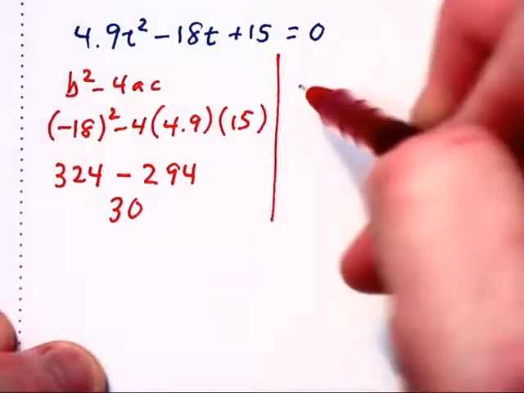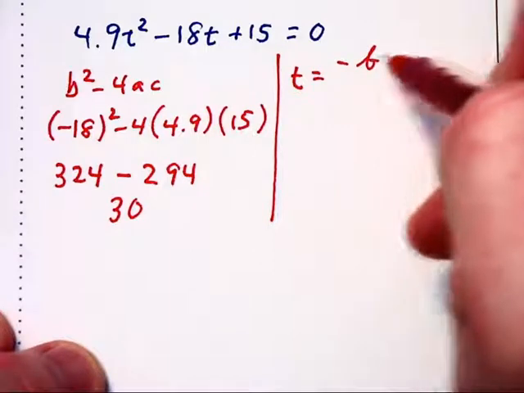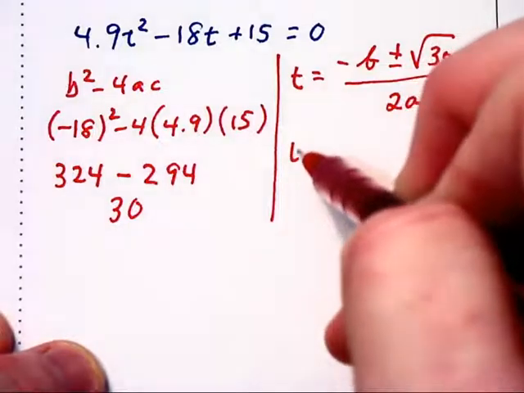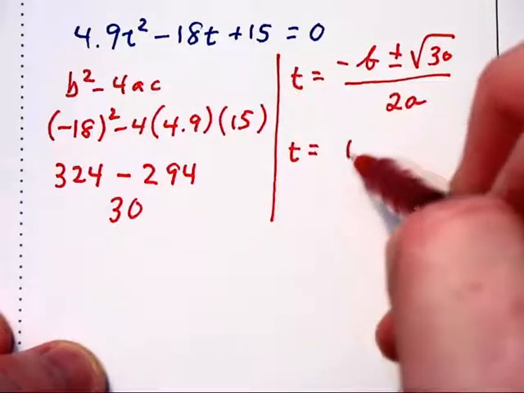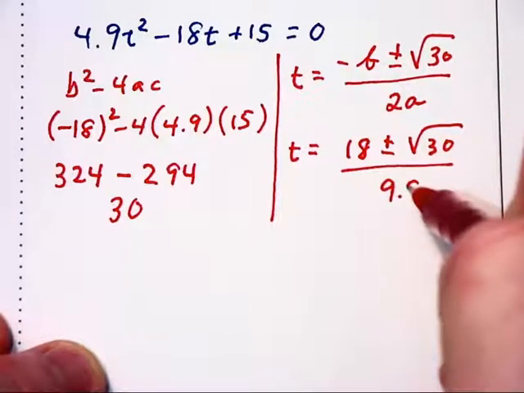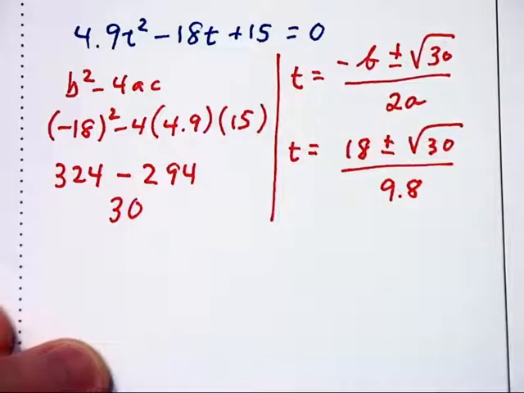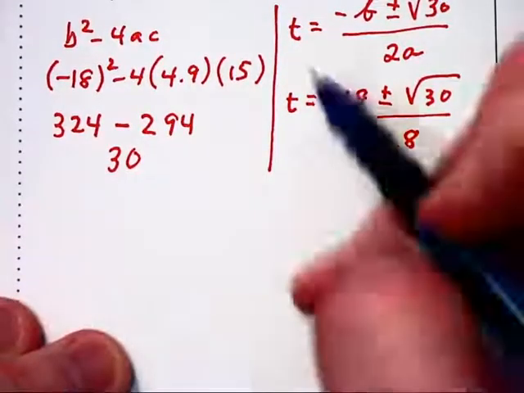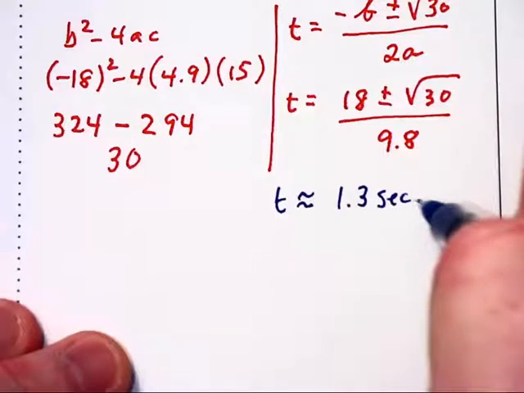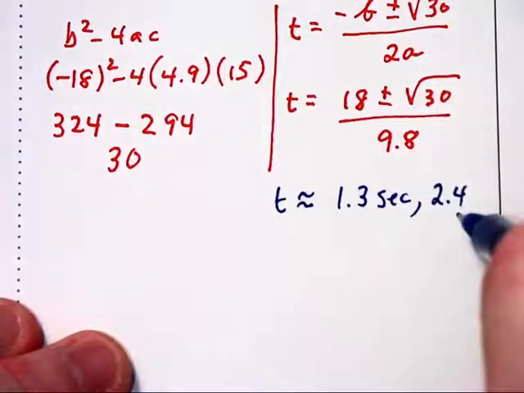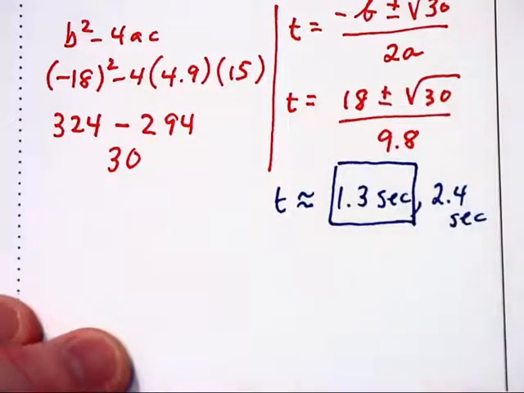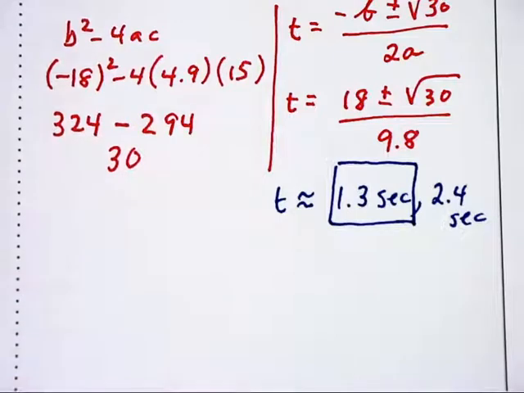Continuing on, we're going to have t is equal to negative b plus or minus the square root of 30 all over 2a. T is going to equal negative of negative 18, which is 18, plus or minus the square root of 30 all over 9.8. This becomes a calculator exercise at this point, and we find out that t is approximately 1.3 seconds or 2.4 seconds. But because we want the first answer as the bread is on its way up, we are going to go with the solution 1.3 seconds.